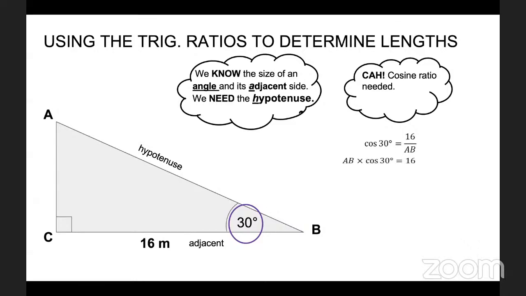Can you transpose on the other side for me, please, Giovanni, since we skipped a few steps. So we're going to multiply both sides by AB, or if they want to do cross multiplication. So cos 30 multiplied by AB equals 16 over AB multiplied by AB.